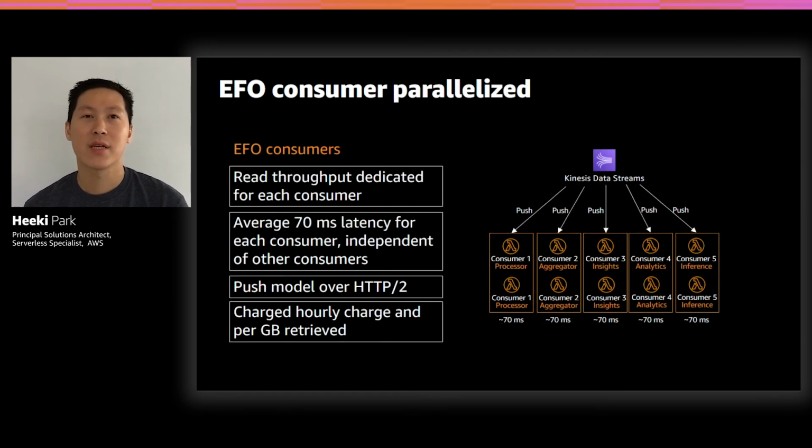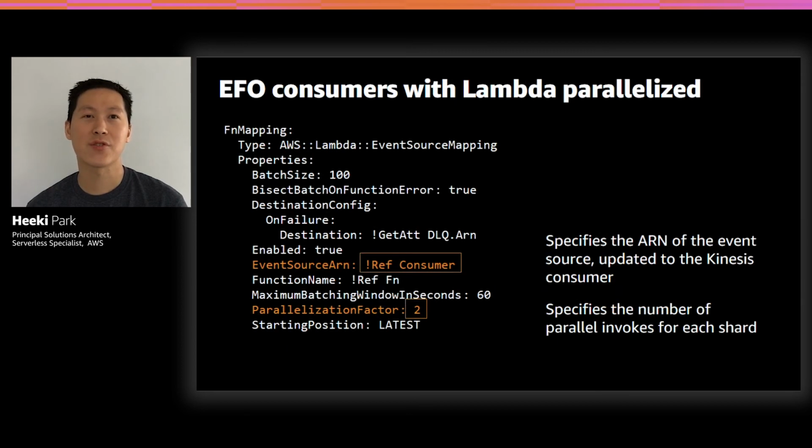So again, zooming out, here we see the EFO consumer and now with parallelization factor set to 2. And here's the CloudFormation definition of that configuration. The event source ARN points to the EFO consumer and the parallelization factor is now set to 2. For each consumer that we wanted to configure, we would configure a separate event source mapping resource. So in our previous slide with 5 applications, the processor, the aggregator, insights, analytics, and inference applications, we would configure 5 separate EFO consumer resources and 5 event source mapping resources.